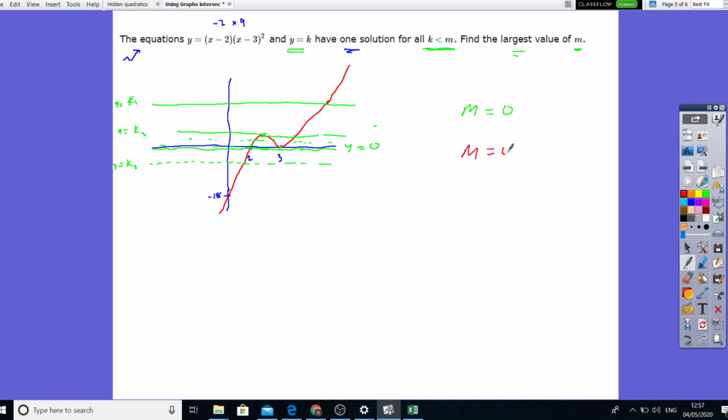So the largest value of m can be equal to 0, in which case when k is less than 0, there will only be one solution for all k less than m. All these lines below y equals 0, you will always have one solution. Whereas we couldn't say that if it was the other way around, greater than. Then we would have to find where the maximum point is going to occur, and anything above that would have one solution. But because it's less than, it's going to be less than 0.